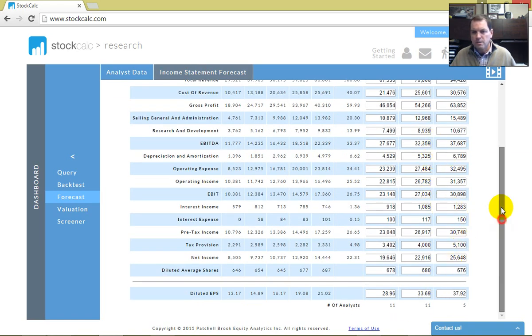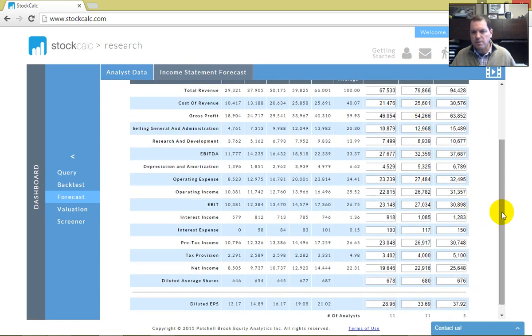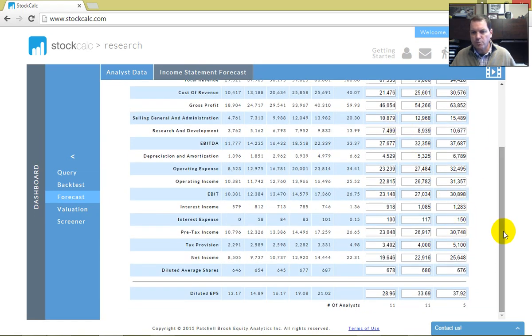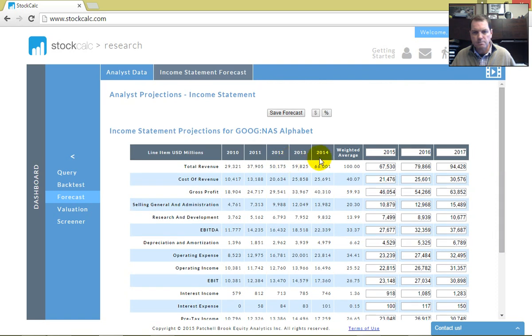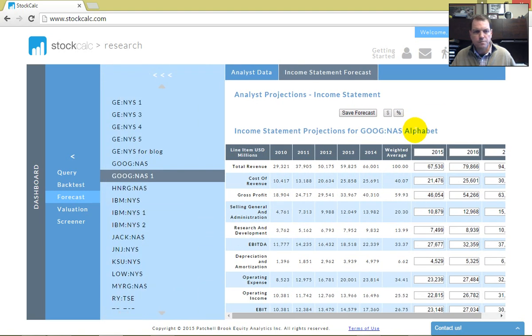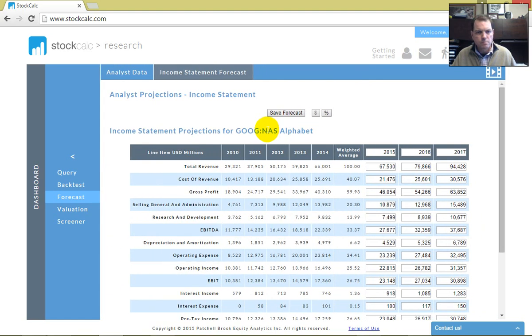So we can accept all of this information as we have it, or we can edit, change whatever we want, and then save it. So for now we'll accept it. We'll save this. So we have forecasted data for Google. What I'll do is I'll rename this. I'll call it Google Demo. I'll save that. So there's 2 steps.